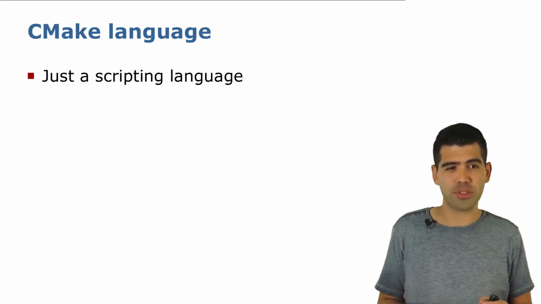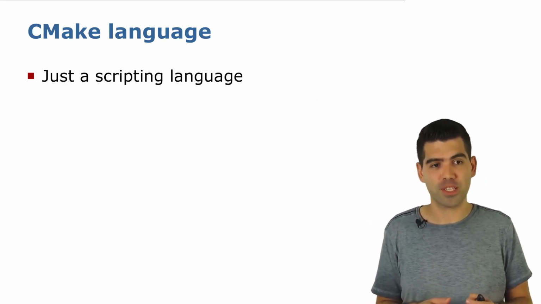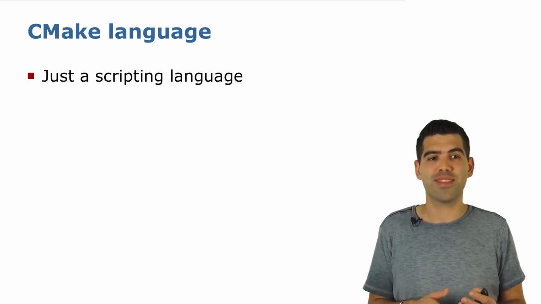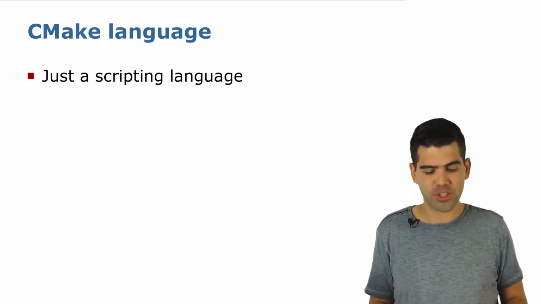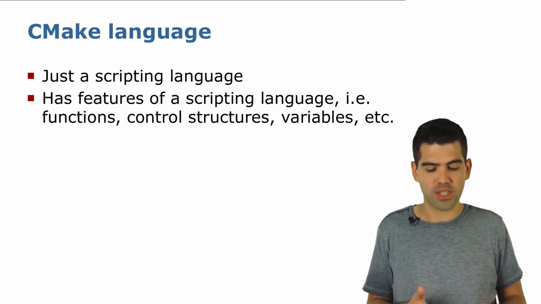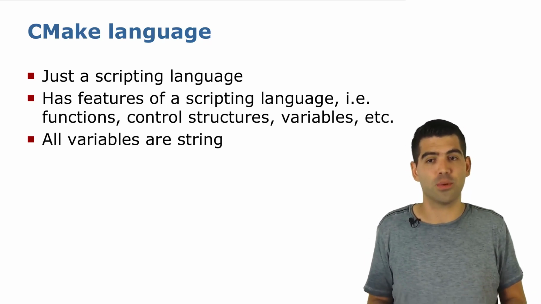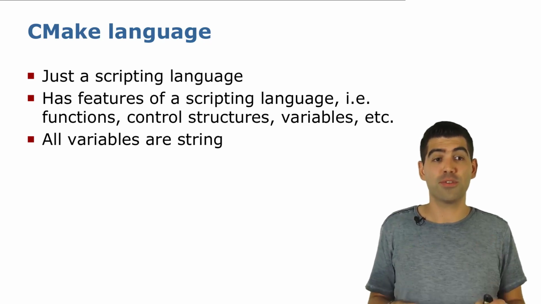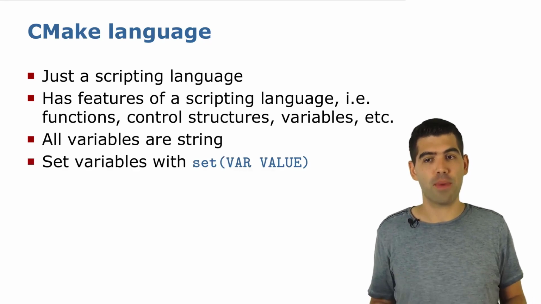I'm not an expert in CMake, and there's no need for you to become an expert, but the more you know about CMake, the easier it's going to be for you to develop your build system. CMake is just a scripting language like Python and other languages. So of course it has features of a scripting language like functions, control structures, variables, and so on. And something really important in CMake is that all variables are strings. So keep this in mind.